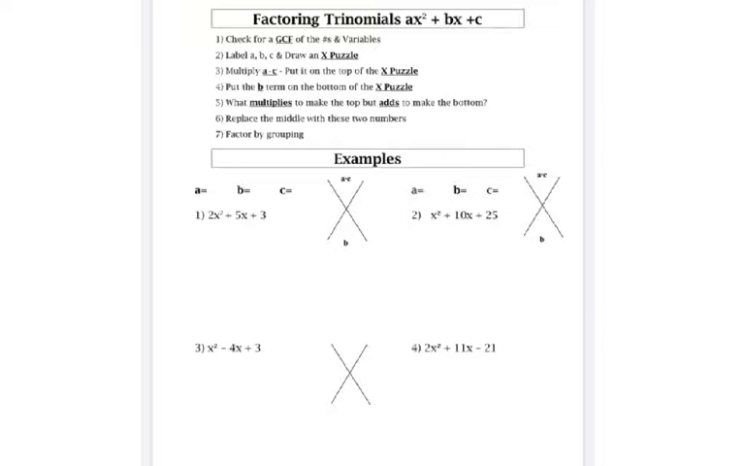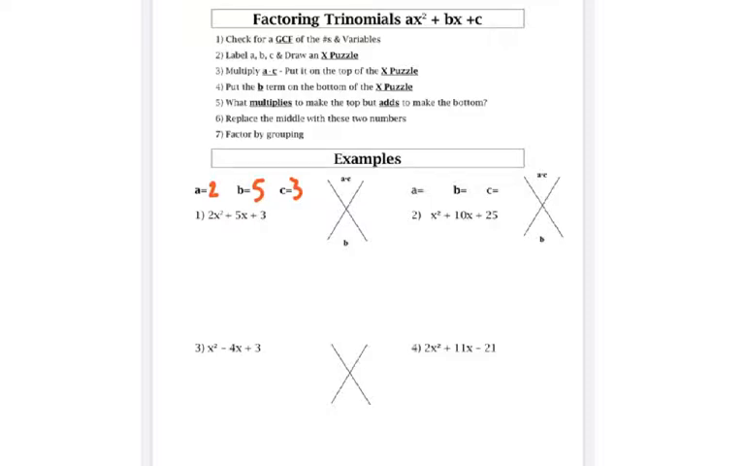So it's a little strange, but what we do at first is we have to label some numbers. So we have an A, which is the number in front. So in example 1, my A is 2. I have a B, which is the second number. In this one here, it's a 5. Then I have a C, which is my third number. And this one here is a 3. So we start by labeling A, B, and C.